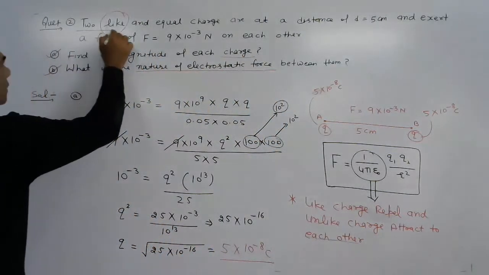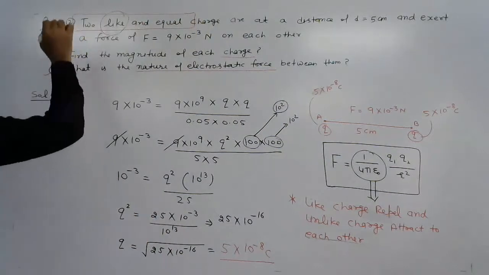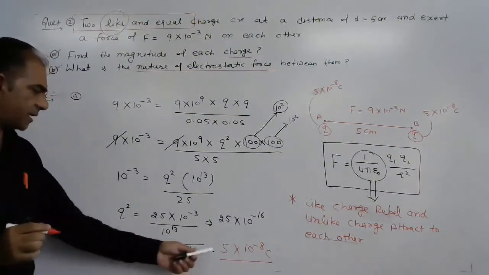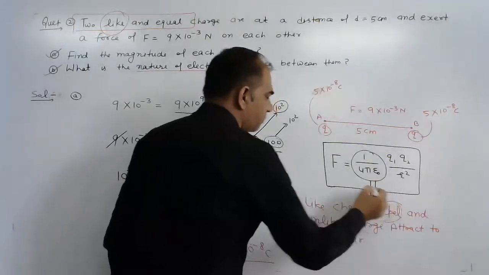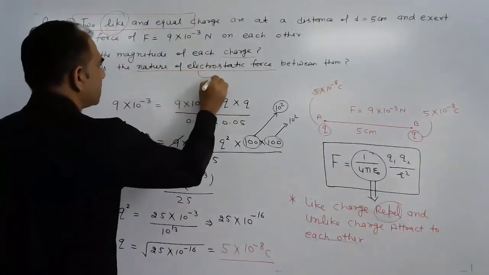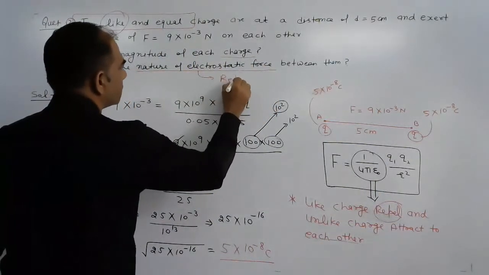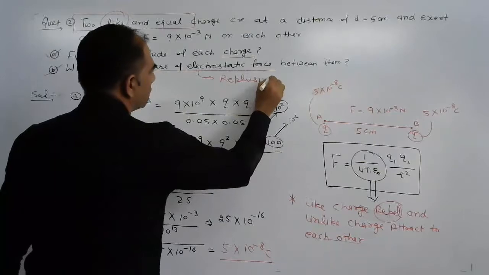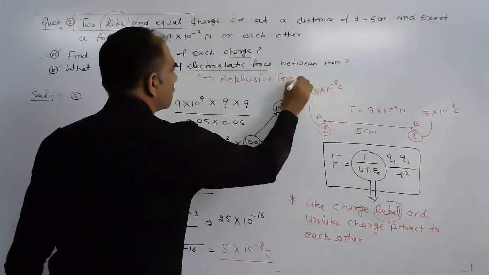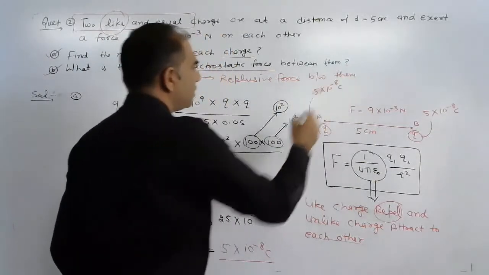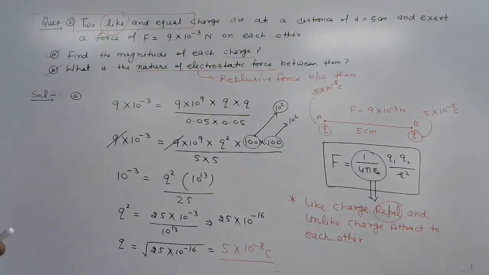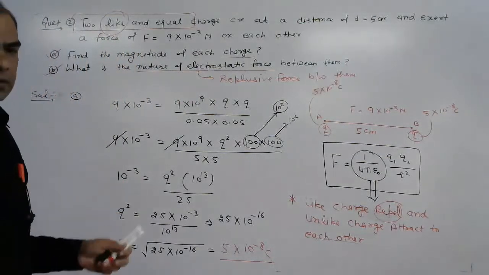So here are two like and equal charges, meaning they have equal magnitude, and these are like charges, so they repel. So finally we can say that there is a repulsive force between them. In this way we easily solve this question.